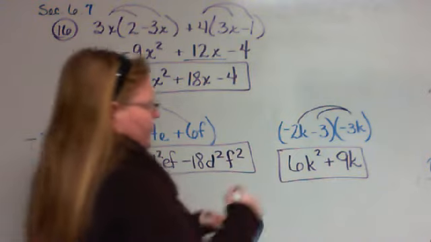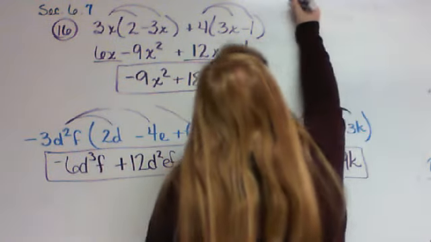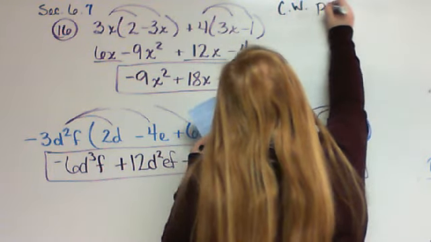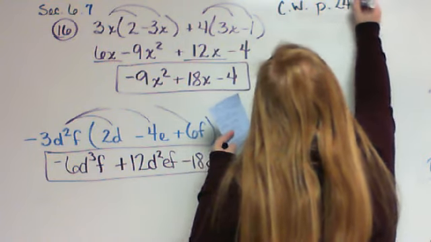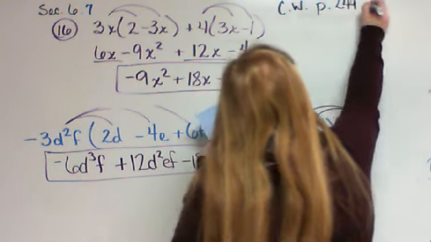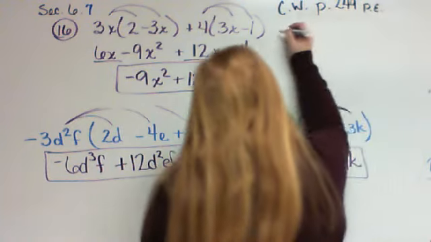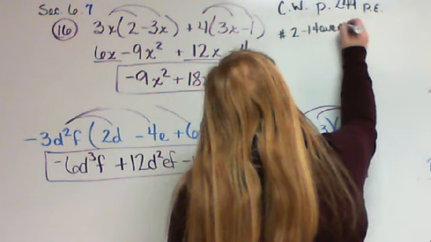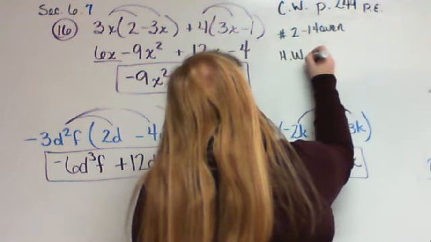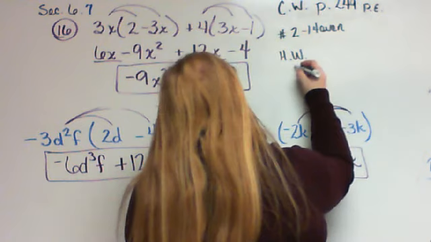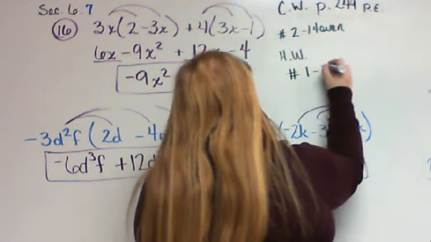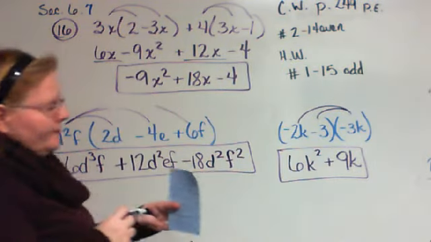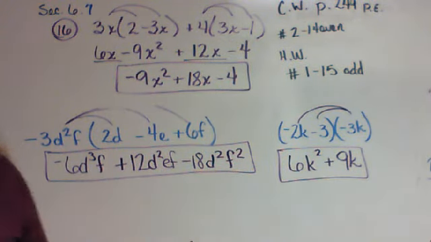So, classwork and homework. I know you're thinking, gosh, these are getting really short, but you're liking it. It won't last long. Page 249, practice exercises. Numbers 2 through 14 even. Homework. Same page, same practice exercises. Numbers 1 through 15. Odd. And you'll see me the next time you do something.